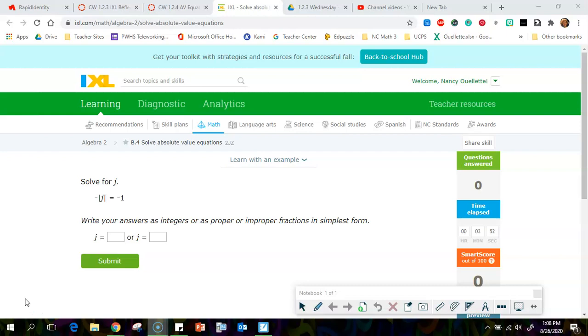This is absolute value equations. And just to review the steps in solving an absolute value equation, most of the time you're going to have two answers. So what you want to do is isolate the absolute value part by itself. So this absolute value of j, you would want to get that by itself. You would do whatever you need to do to this side and this side, just like you're solving an equation, but you just want to get the absolute value part by itself.